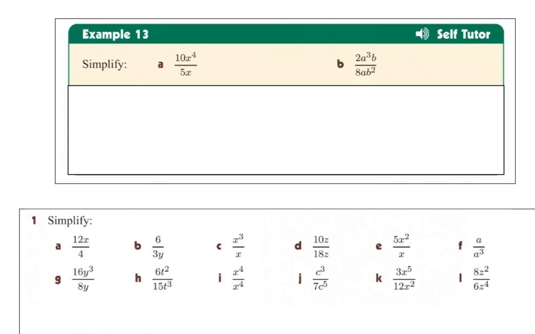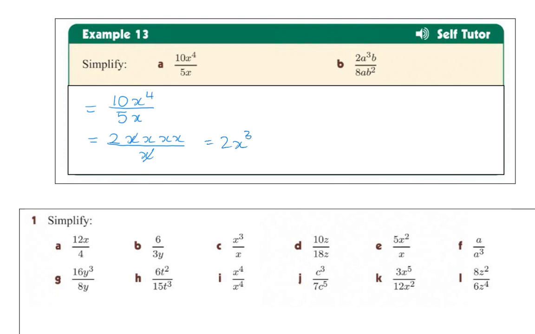Let's look at some fractions. We're going to practice cancelling off the top and the bottom of the fractions. So we've got 10x to the 4th over 5x. So 10 over 5, or 10 divided by 5 gives us 2. We've got 4 x's on the top and 1 x on the bottom, so we can cross off 1, which leaves us with 2x cubed.